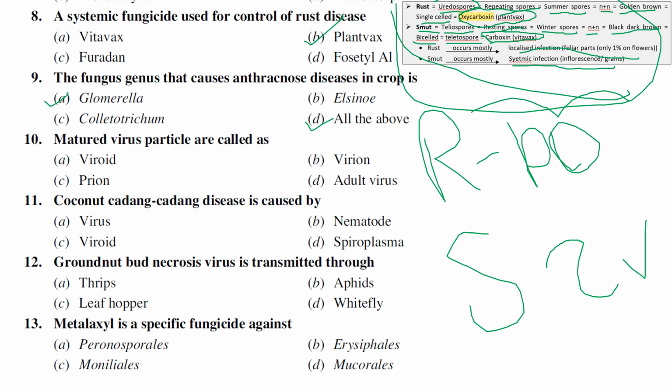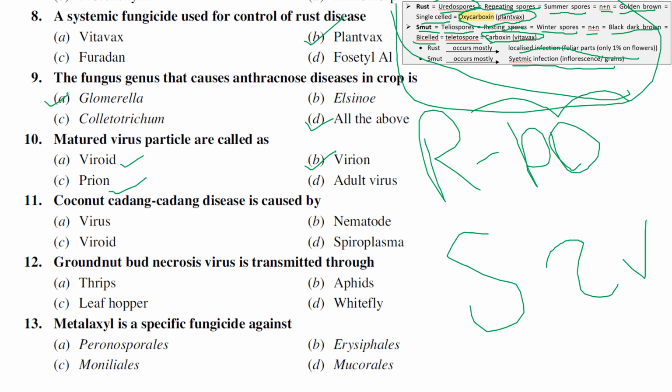Mature virus particle is known as viroid, prion, virion, or adult virus. Generally viroid means a virus completely devoid of protein coat. Prions means infectious protein particles, that is the infected protein, known as prions. A malfunctioned protein is generally known as a prion. Virion means the mature virus particle.